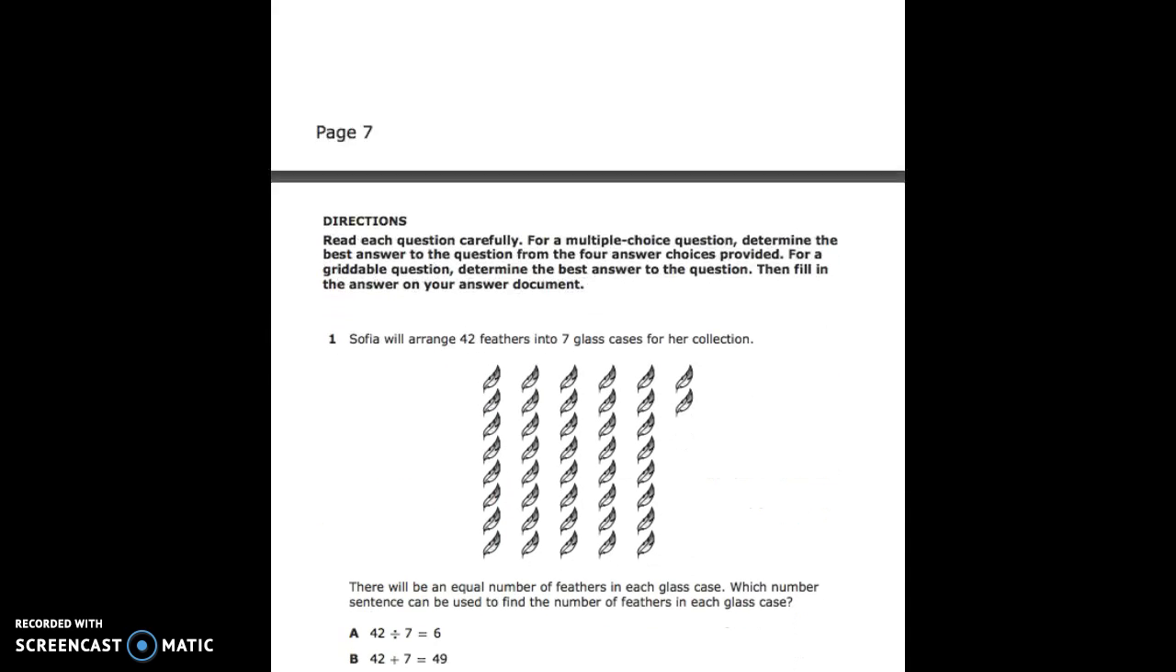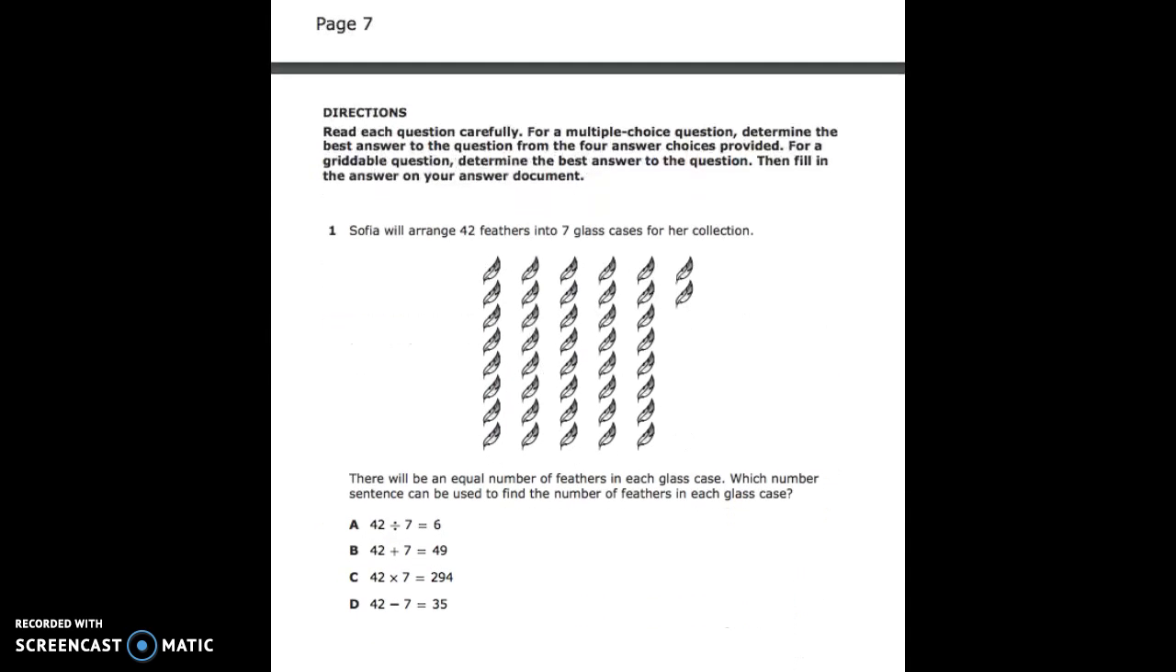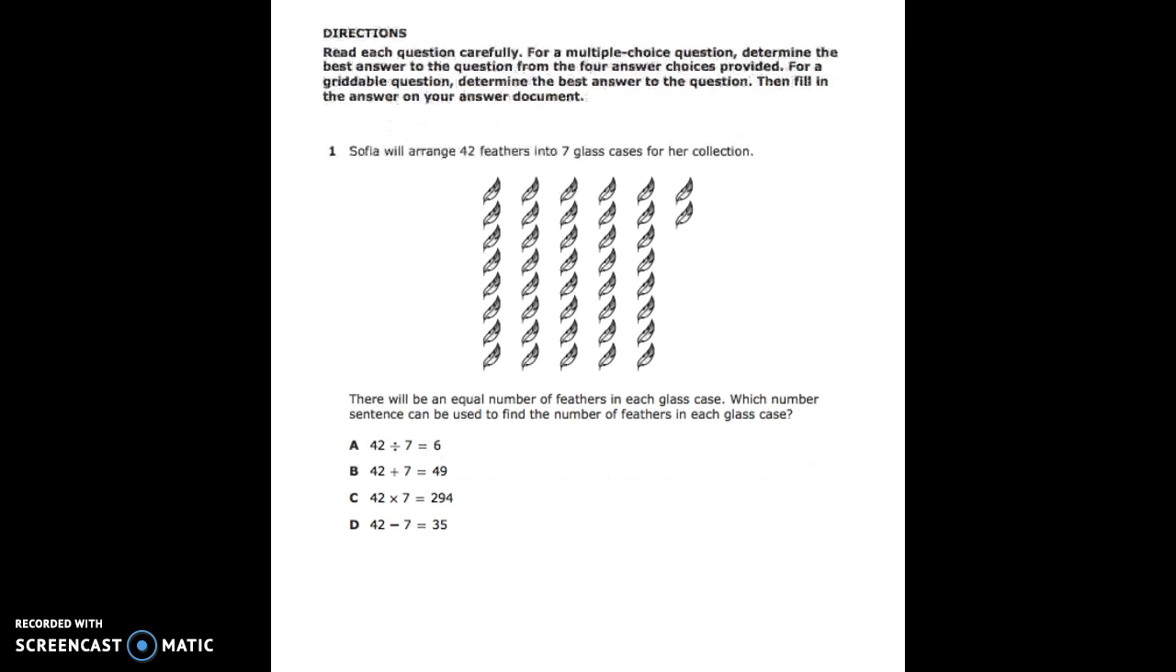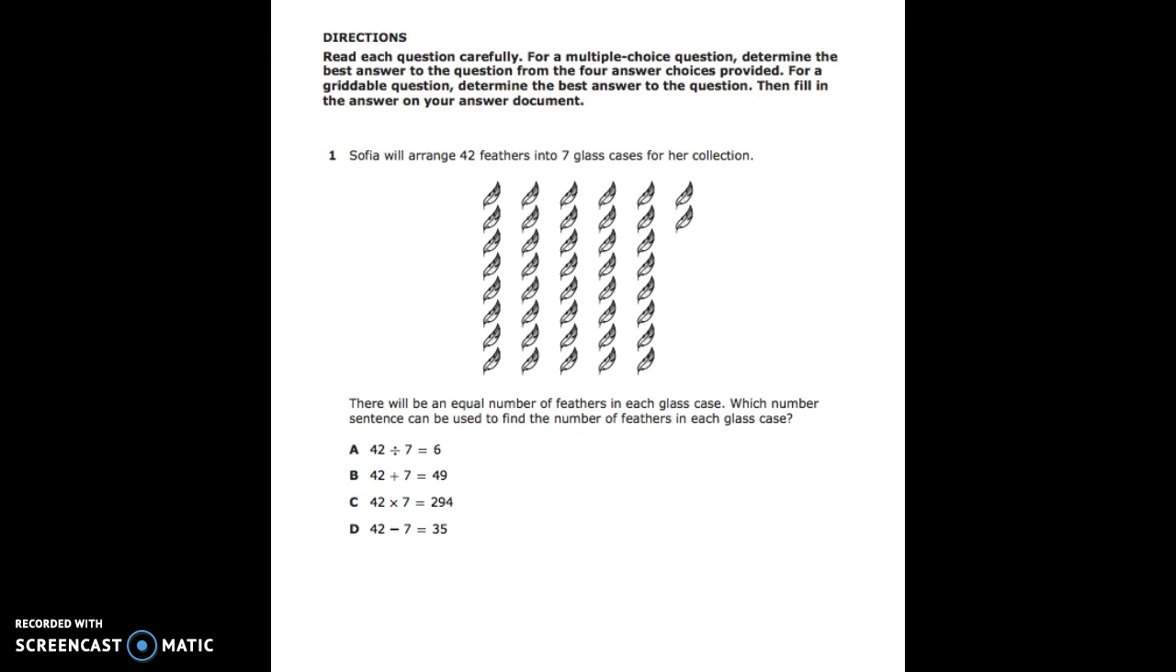Okay, turn to page 8 where you will see question number 1. These are the directions. Read each question carefully. For a multiple choice question, determine the best answer to the question from the 4 answer choices provided. For a griddable question, determine the best answer to the question. Then fill in your answer on the answer document. I'm going to read questions 1 through 10, and then we'll take a break and do the next 10. But after each question, you need to press pause and fill in your answer, and then press play again.